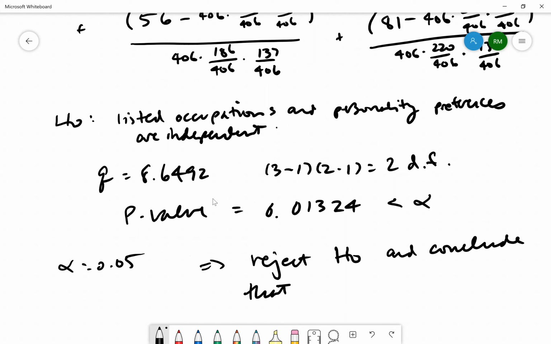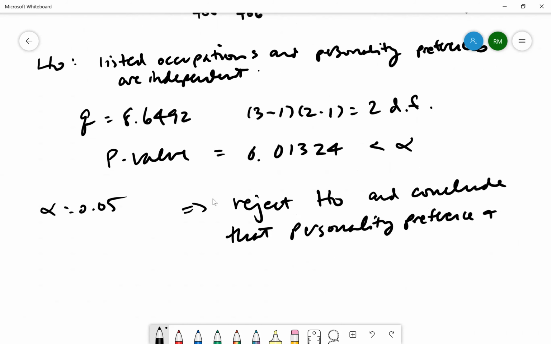that personality preference and occupation, at least for these occupations, are not independent. That is, there is some relationship. This test doesn't tell us what that relationship is, but it tells us there is some tendency. They are not independent of each other. We don't know how related they are, but we are confident they are not independent.